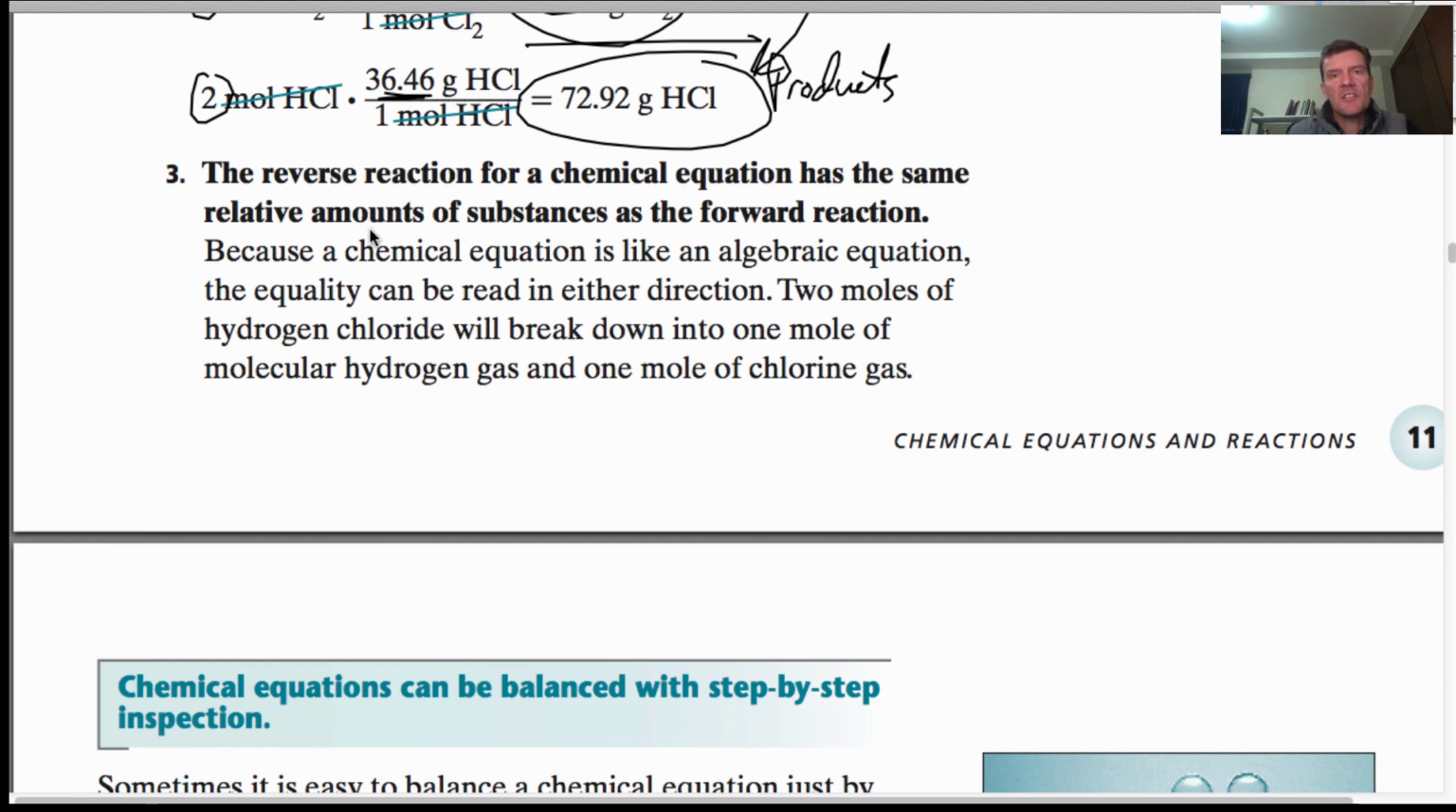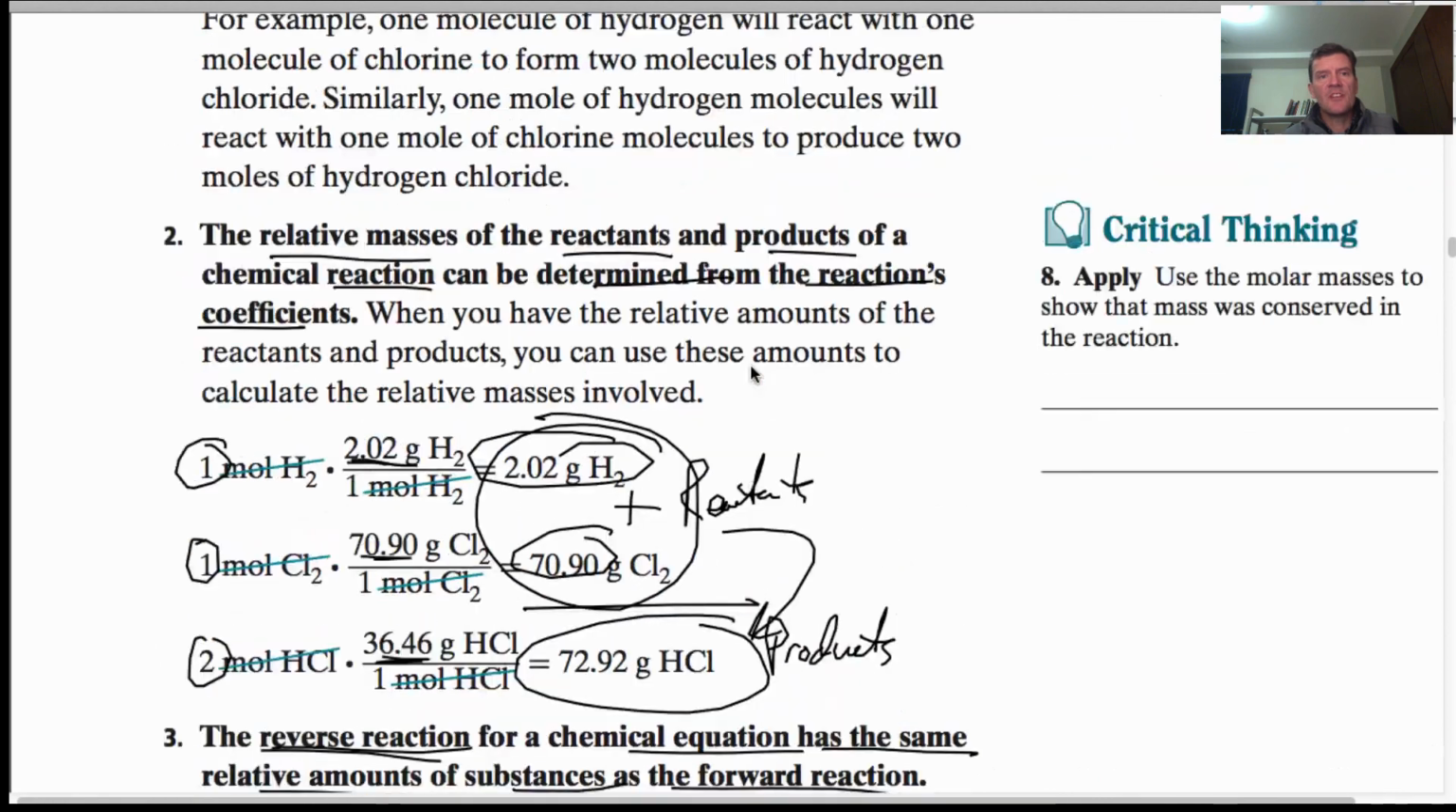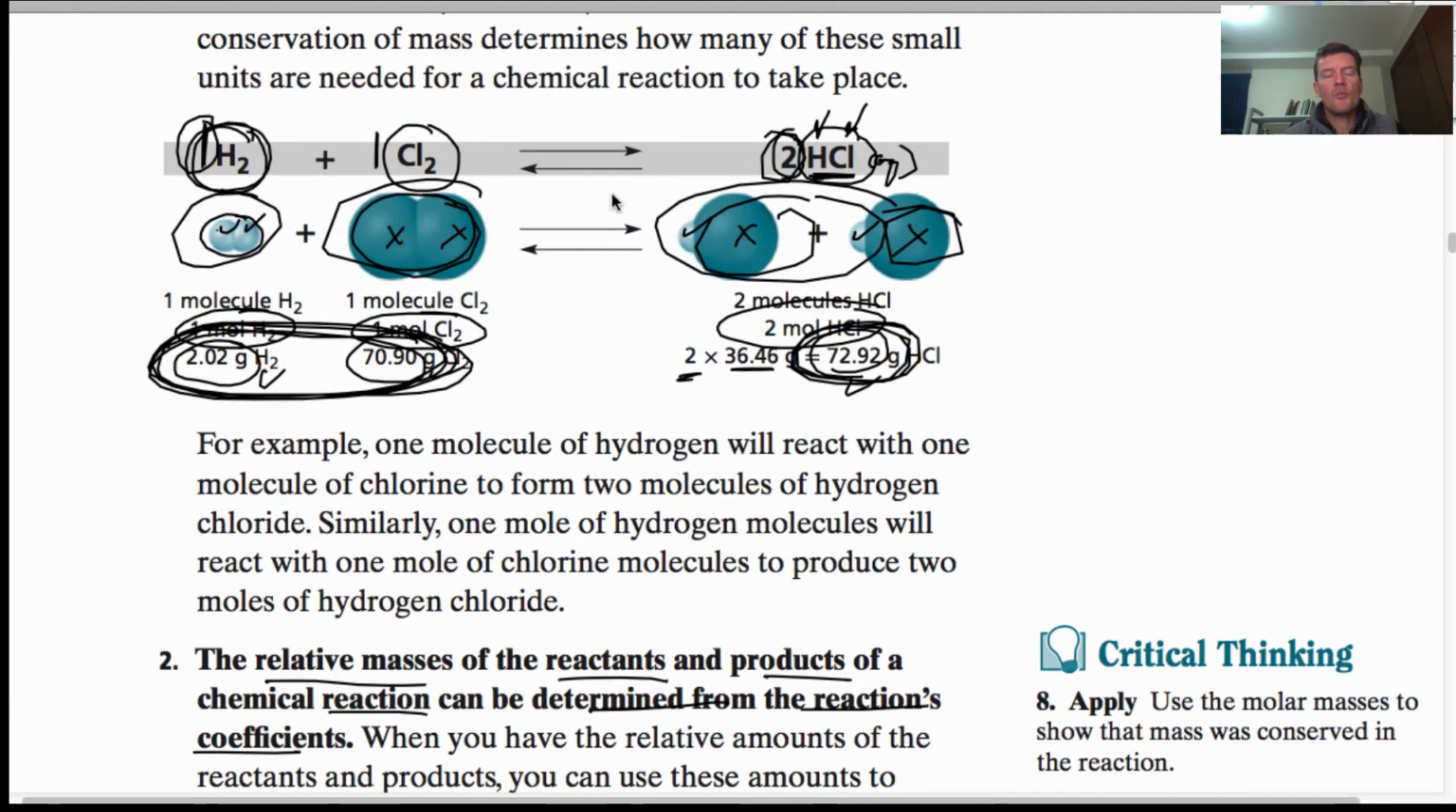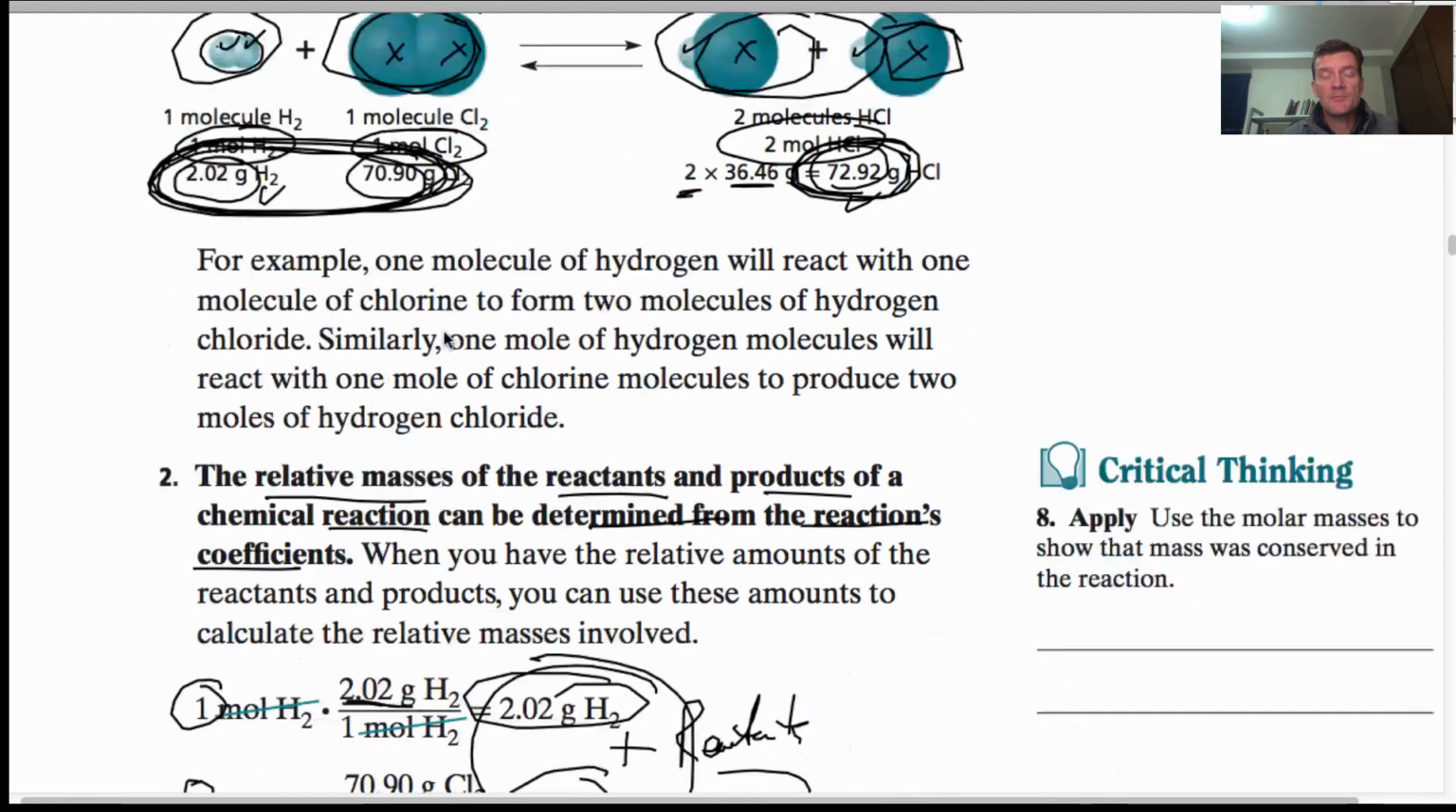Now, we're going to talk in the future about reverse reactions. If you reverse the reaction for a chemical equation, it has the same relative amounts of substances as the forward reaction. Okay? In other words, sometimes reactions can go both ways. You see this double arrow right here? So nothing changes. It's just that when you have the arrow pointing from left to right, it means the hydrogen gas and the chlorine gas are turned into HCl. The arrow back the other way means also the HCl can break back apart into hydrogen gas and chlorine gas. Both directions are possible. Okay?